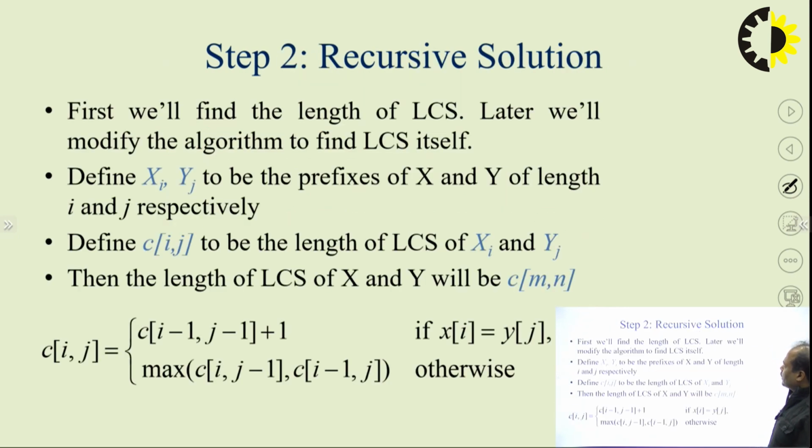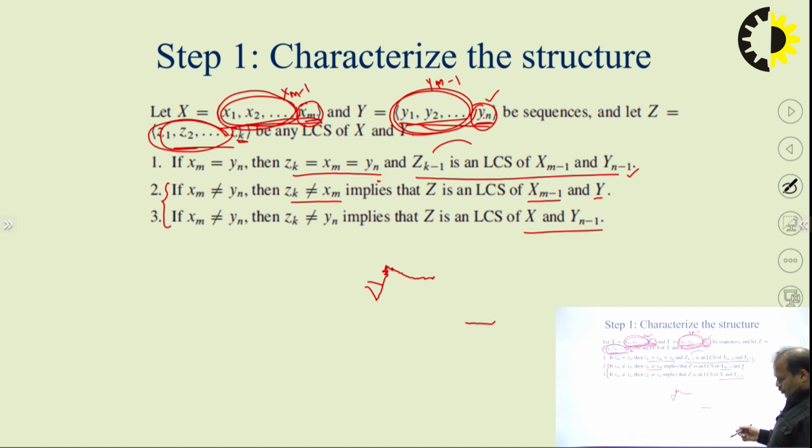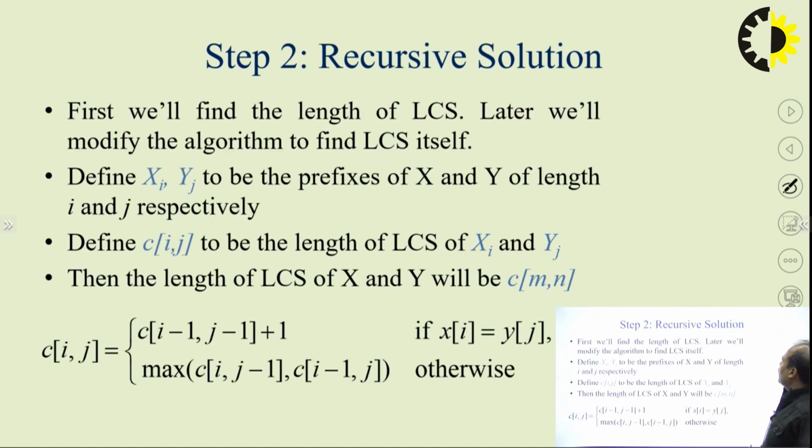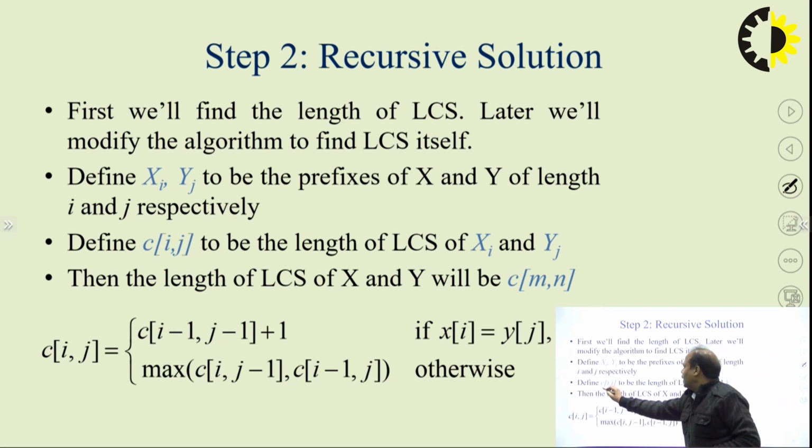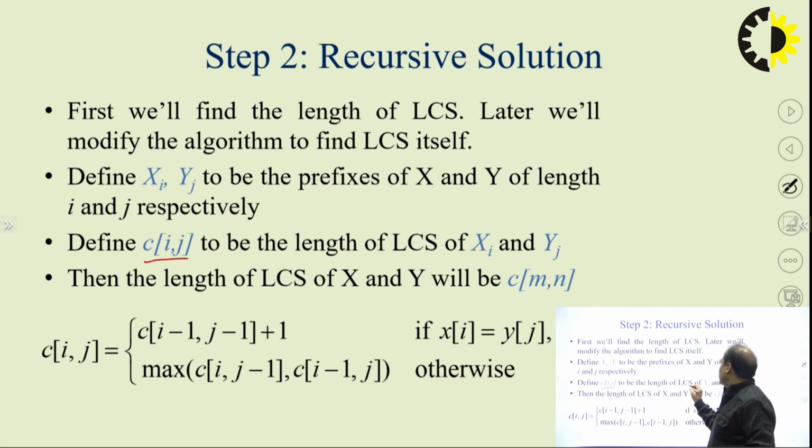After getting the structure of an optimal solution, what are we going to find out? We are going to develop the recursive solution to solve the problem. Suppose Xi and Yj are the prefixes of X and Y of length i and j respectively, and we build a table Cij to be the length of the LCS up to Xi and up to Yj.